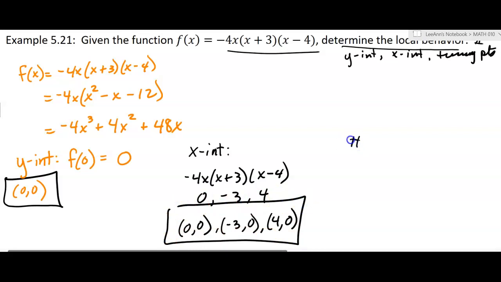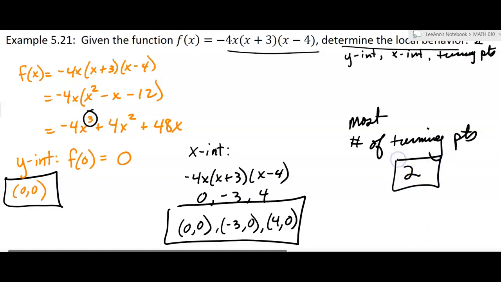What's the number of turning points? Most. What's the highest number of turning points I can have, or the most number of turning points I can have? Well, it wound up being a third degree. So the most number of turning points I can have is 2. And that's going to be it for us for finding the local behavior.